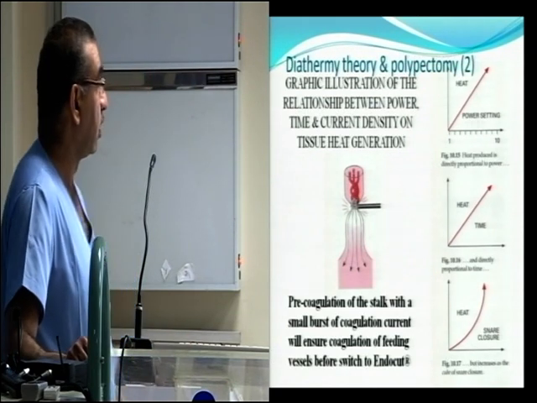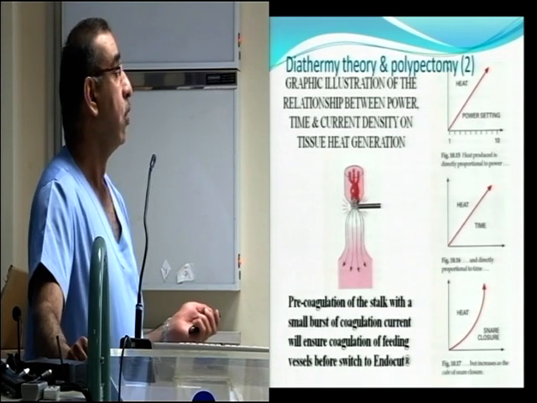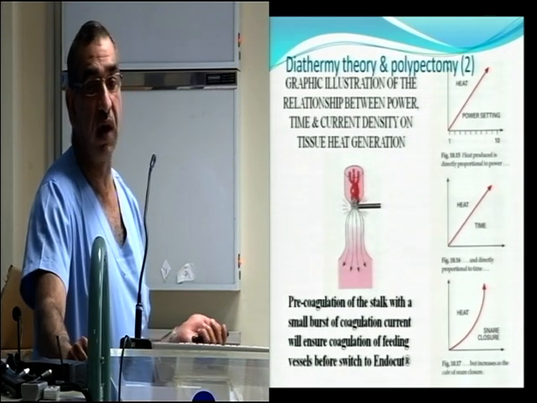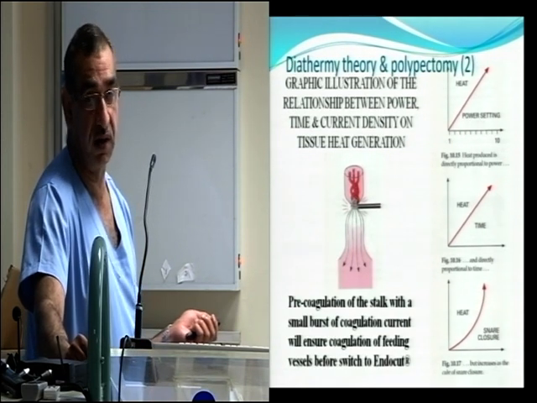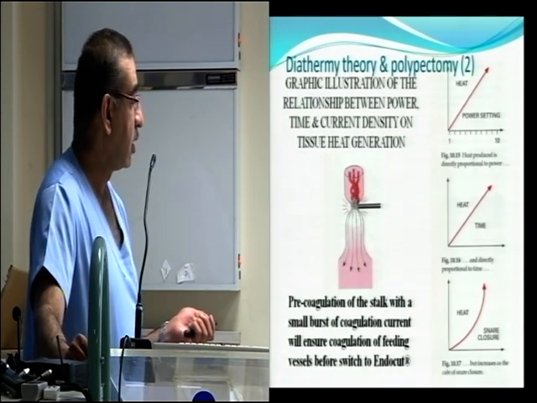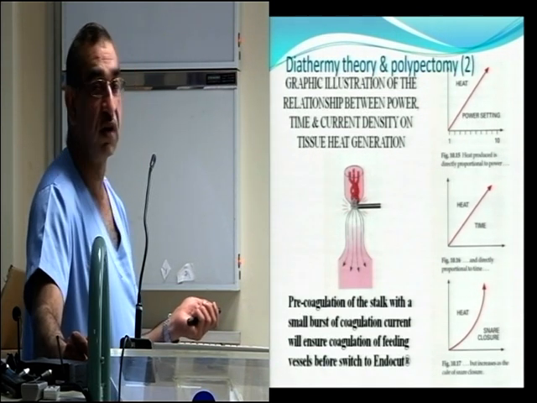Sometimes when you've got a very big polyp with a big stalk, and it's a pedunculated polyp, we use a technique which is known as EVR, epinephrine volume reduction. You inject adrenaline, 1 in 10,000, 2 to 3 mils into the stalk of the polyp.